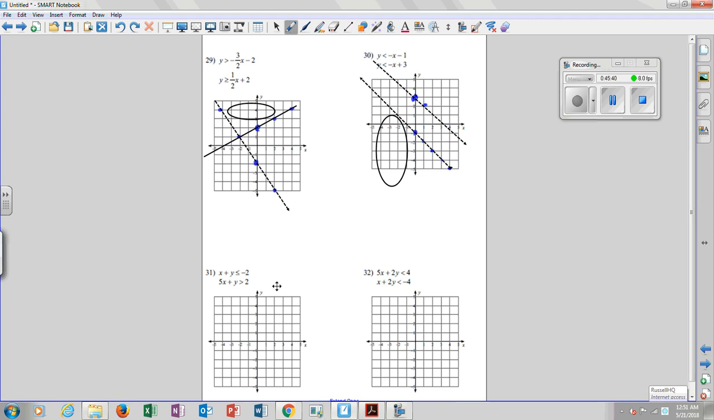All right, number 31. First you have to get y by itself. Subtract the x over. Gives you y is less than or equal to negative x minus 2. Second one, subtract the 5x over. Y is greater than negative 5x plus 2.